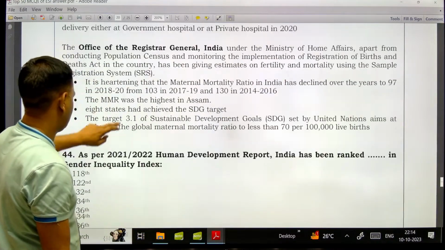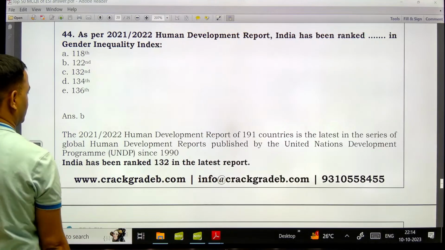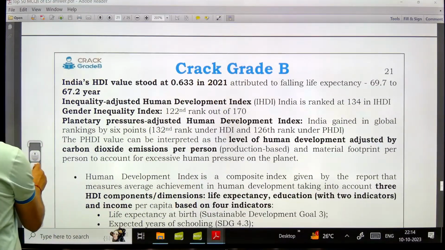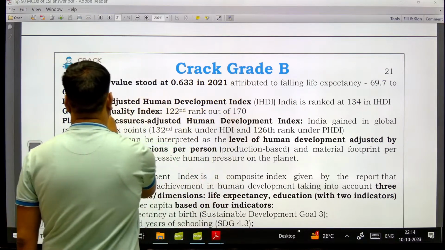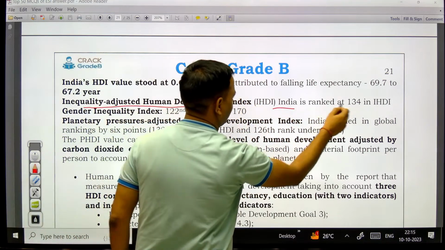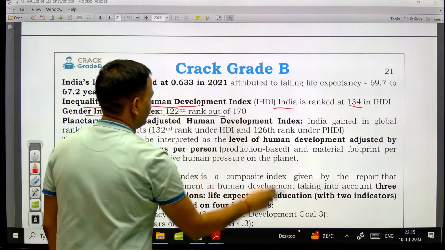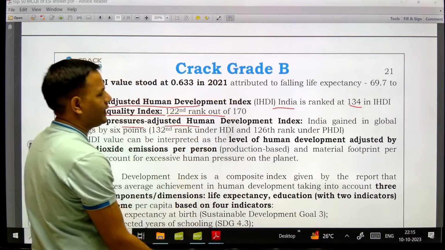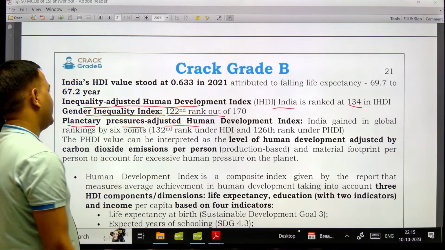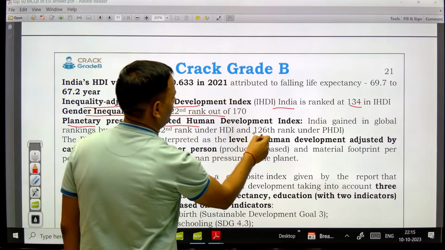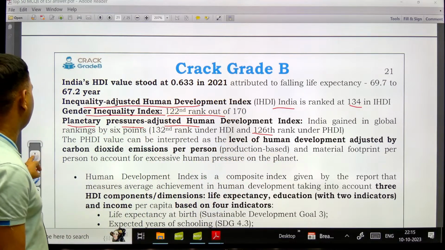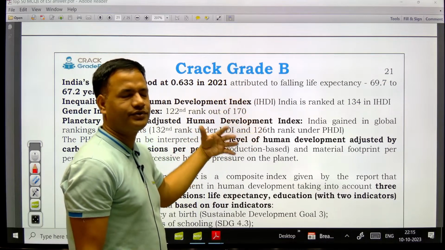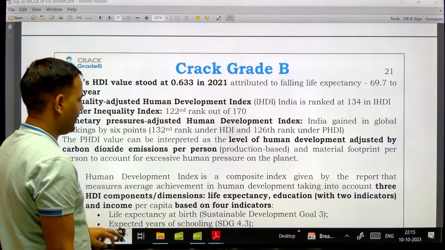So let's see that report. It is 122nd. 122nd is the Gender Inequality Index. Inequality Adjusted Human Development Index, India ranked 134. Gender Inequality Index 122, and one more index they have released this year, Planetary Pressures Adjusted, by adjusting the climate effect. Then India stands at 126th rank. So these are part of that report only. So generally they will not ask questions on the HDI. They can ask the Gender Inequality Index and other indexes.